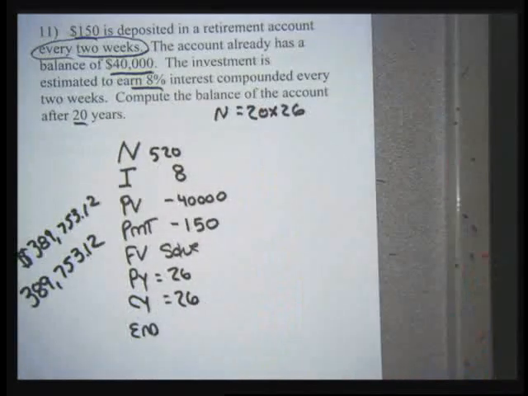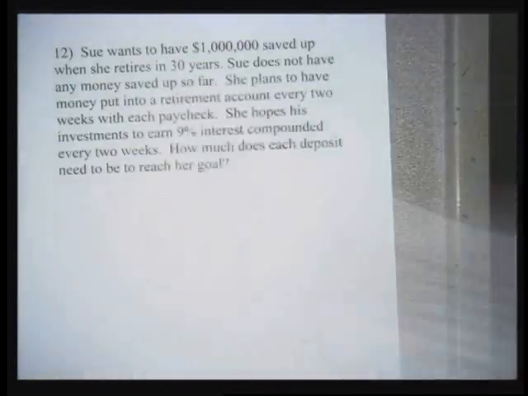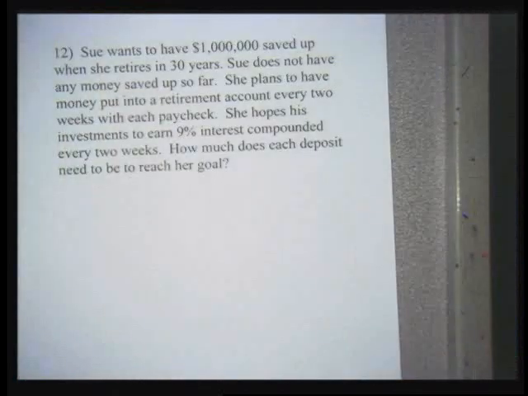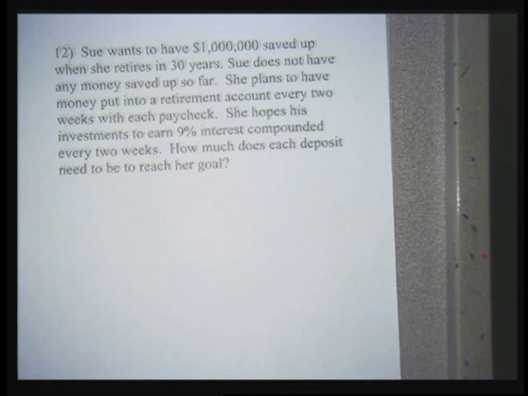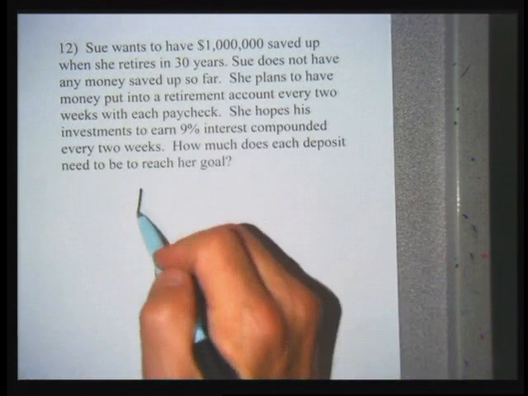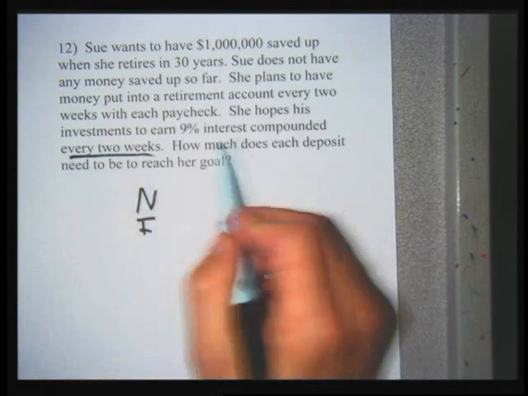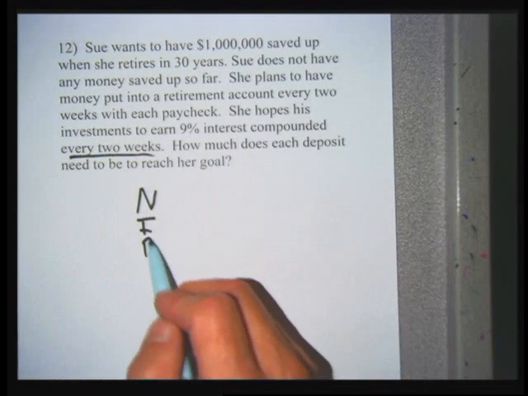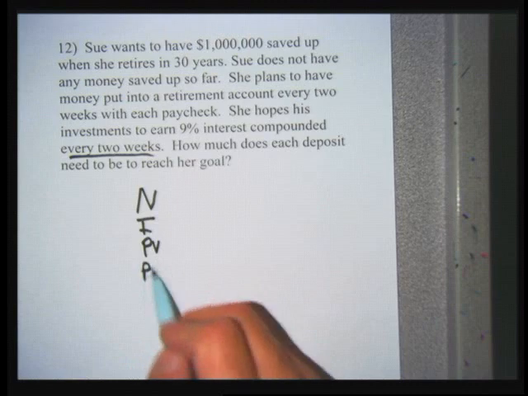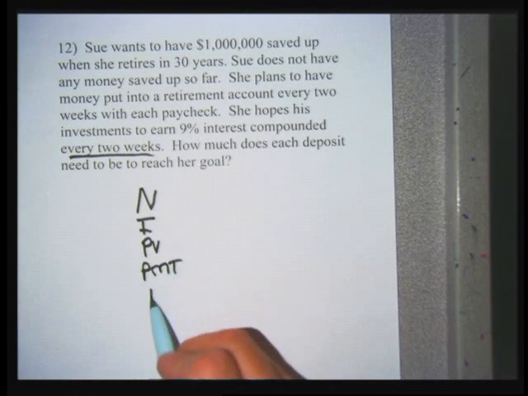But one last problem. This felt really short, so it's not going to be a long test. So Sue wants to have $1 million saved up when she retires. Let me get through this problem like I normally do. I look for the word that gives me the PY and the CY, because on savings problems, if I'm going to mess up, that's where I'm going to mess up.